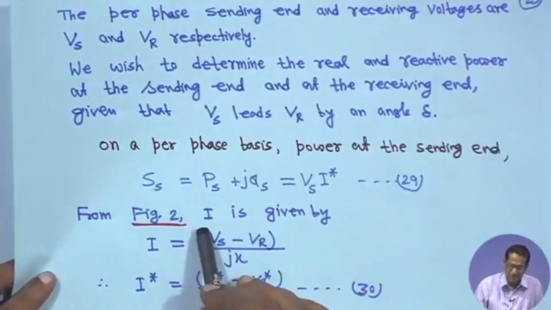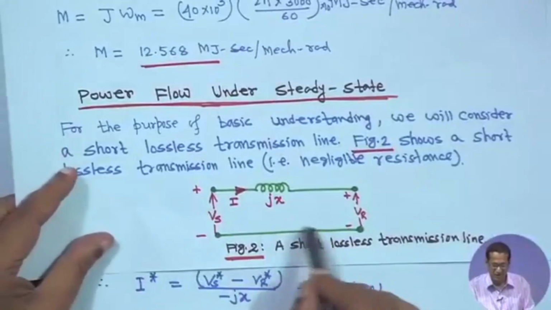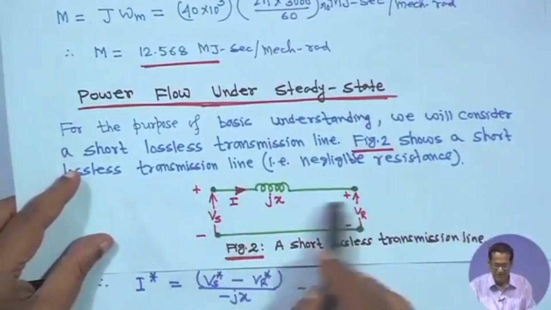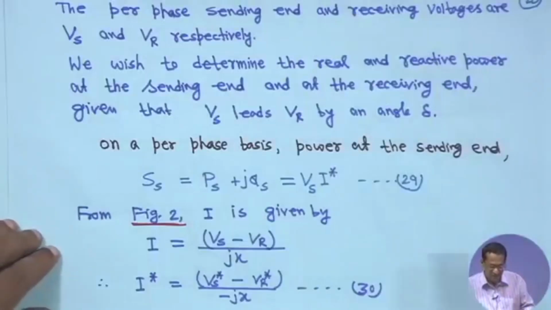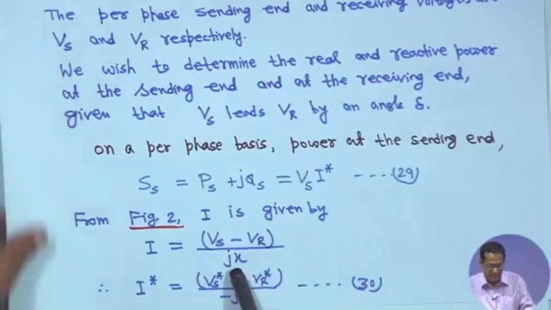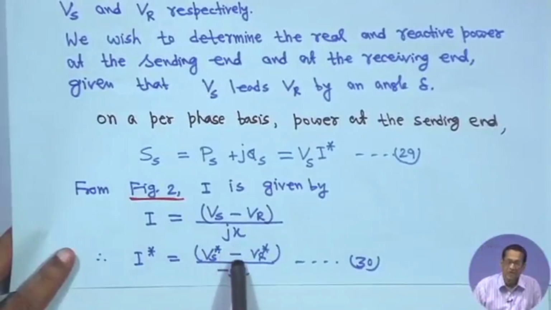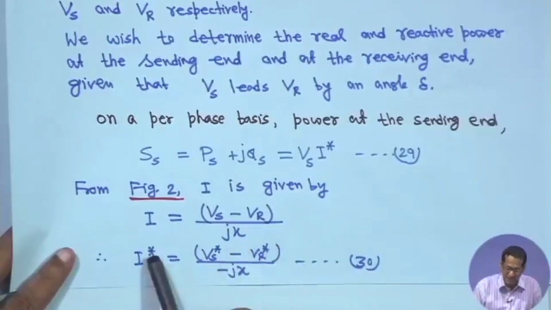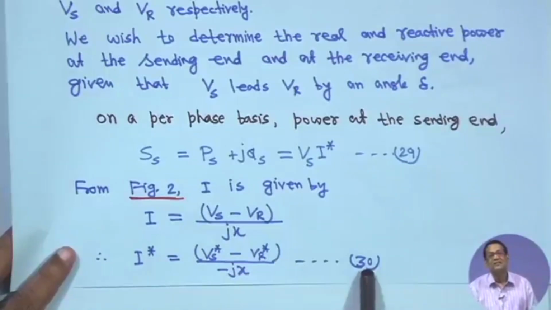Now, from the figure, I is equal to V s minus V r divided by j x. So, I is equal to V s minus V r by j x, and if you take the conjugate, I conjugate will be V s conjugate minus V r conjugate divided by, as a conjugate, j x will become minus j x. So, this is equation 30.